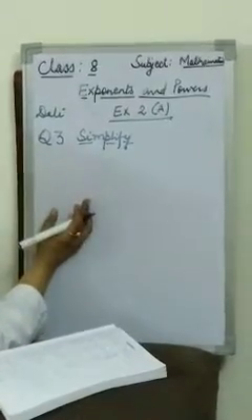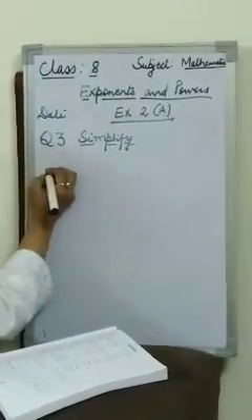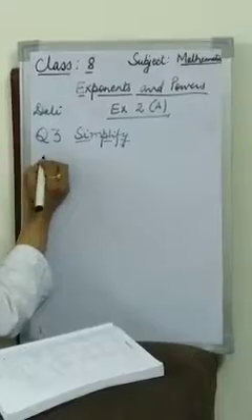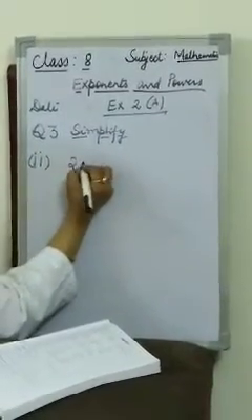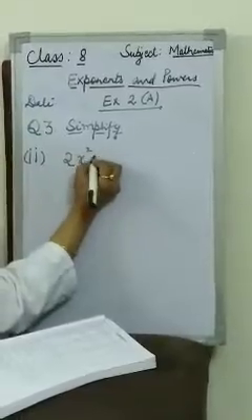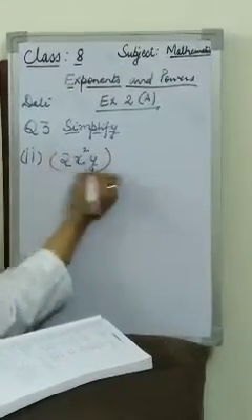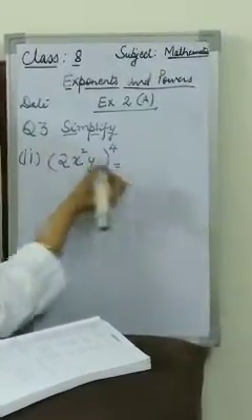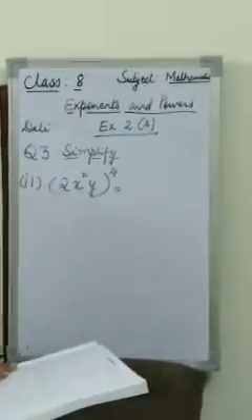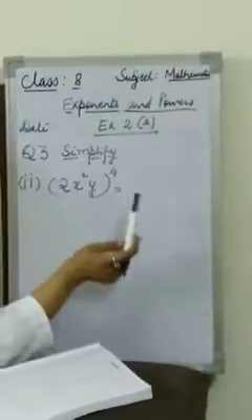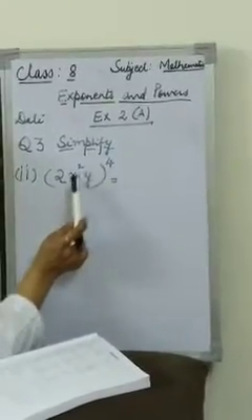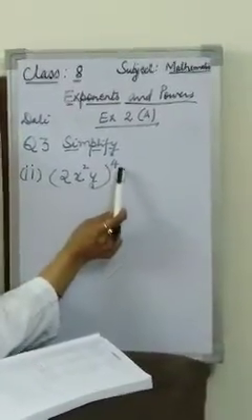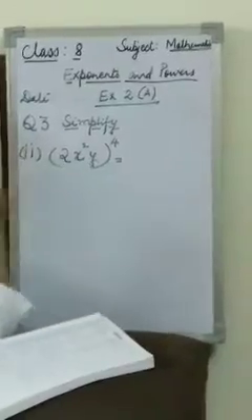Again, simplify is the heading. I take the second bit of it. Firstly, what is mentioned in the second bit? 2x square y to the power 4, whole to the power 4. We apply one more law here: if the whole has power 4, that means this power 4 is with 2 also, this power 4 is with x also, and this power 4 is with y also.